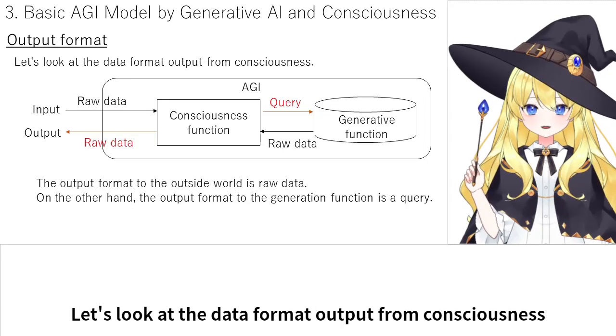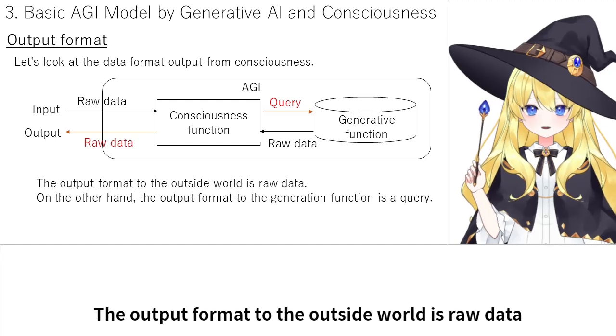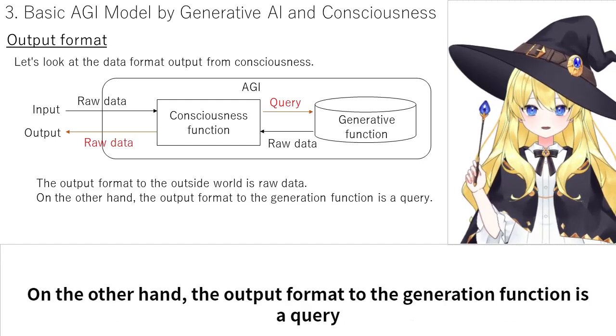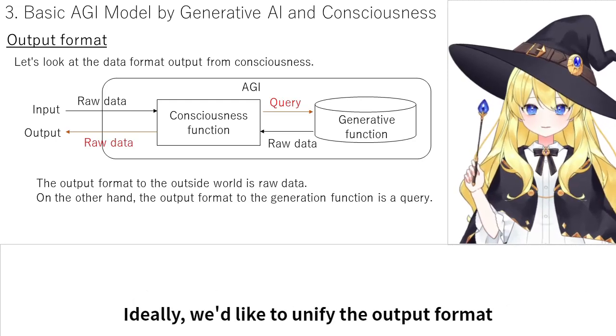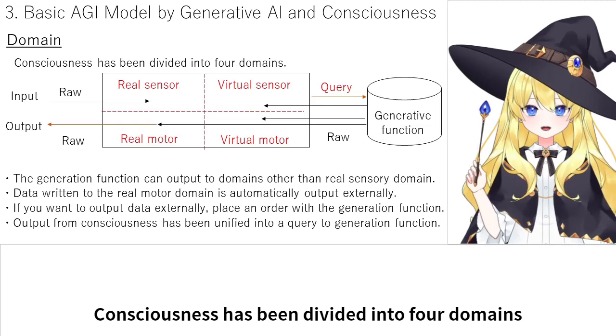Let's look at the data format output from consciousness. The output format to the outside world is raw data. On the other hand, the output format to the generation function is a query. Ideally, we'd like to unify the output format. Consciousness has been divided into 4 domains.